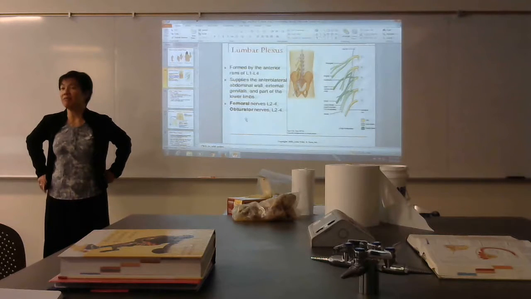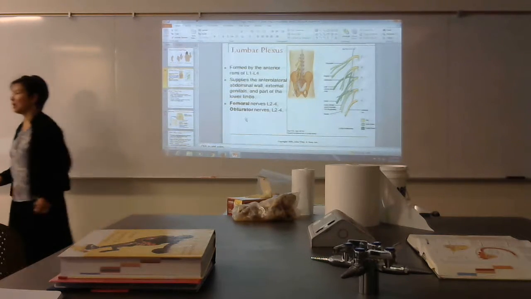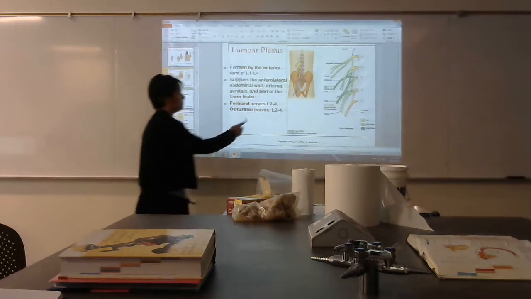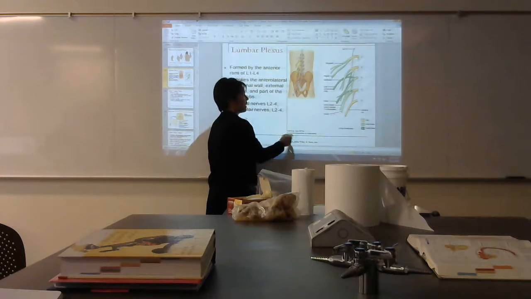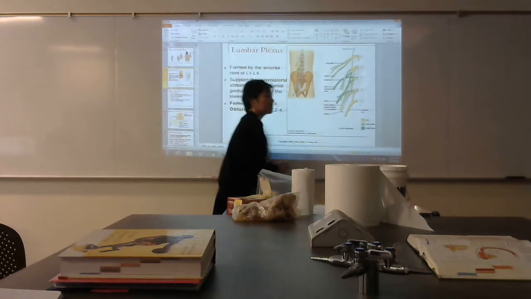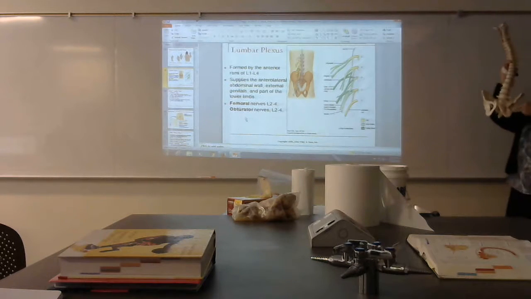So L for labor. So this is the one, the obturator. You know where the obturator foramen is, right? This is the big hole in your pelvis, right? And so that's where the obturator nerve comes out of. There's our skeleton. So there's the skeleton, right? There's your pelvis, and there's the obturator foramen. So the obturator nerve comes out here.